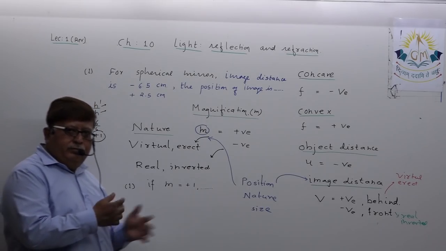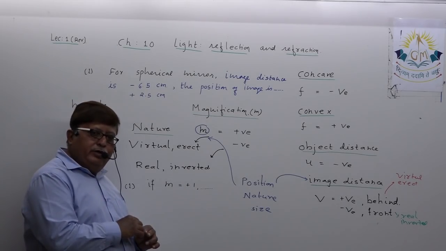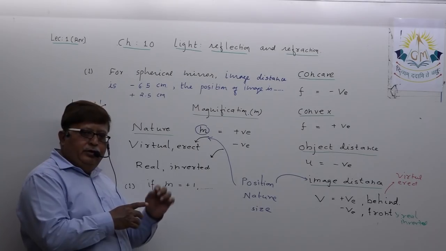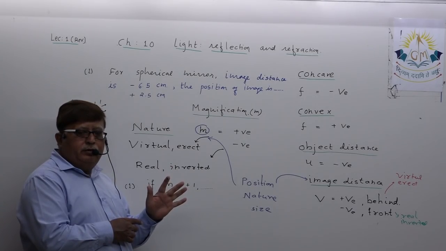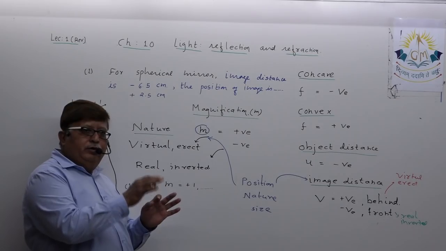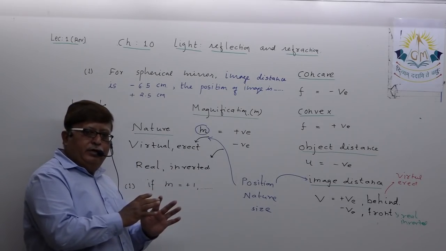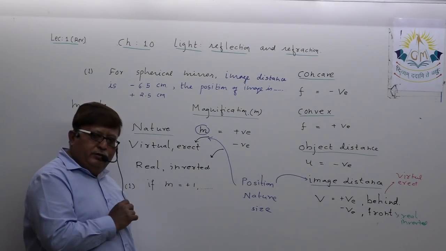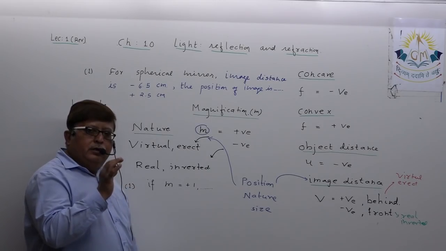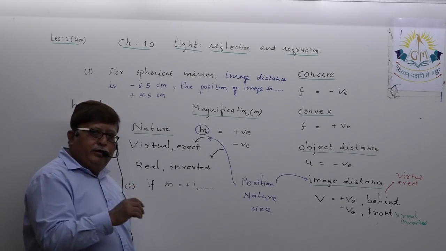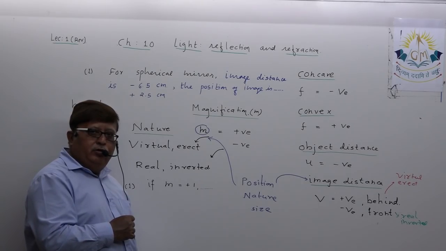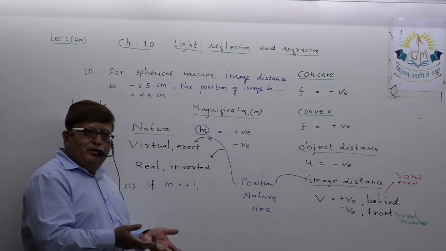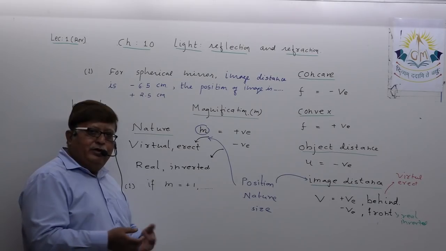I can twist the MCQ, dear student, if I speak. This is called the applied MCQ. You know m equal to plus 1 means image is virtual, erect, and of same size. I am speaking the MCQ in a twisted way: if the image is virtual, erect, and of same size, what could be the value of the magnification? Obviously, plus 1. This is nothing but the concept clarity and the check of your basics.